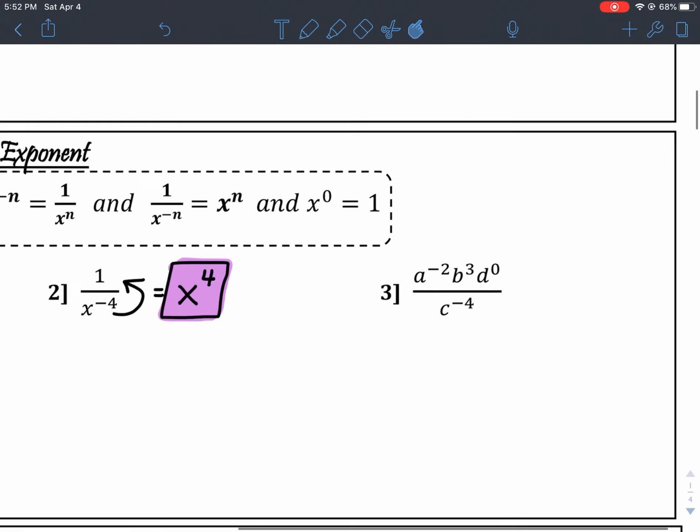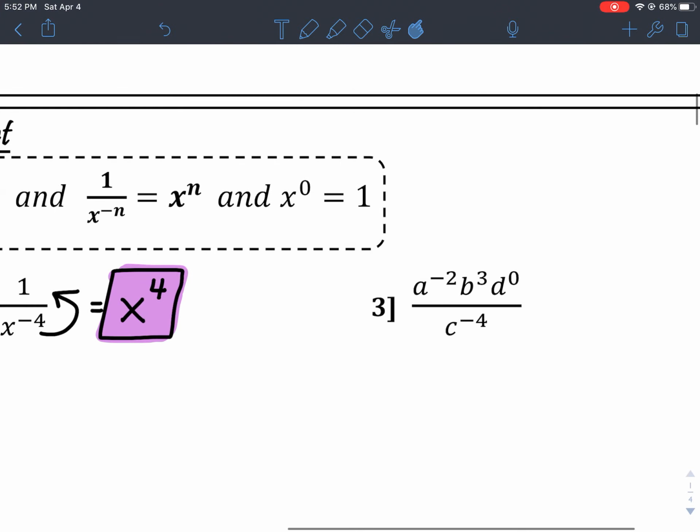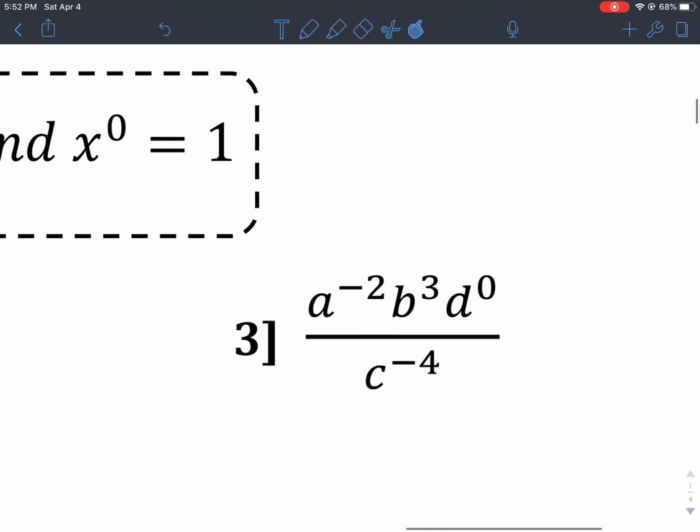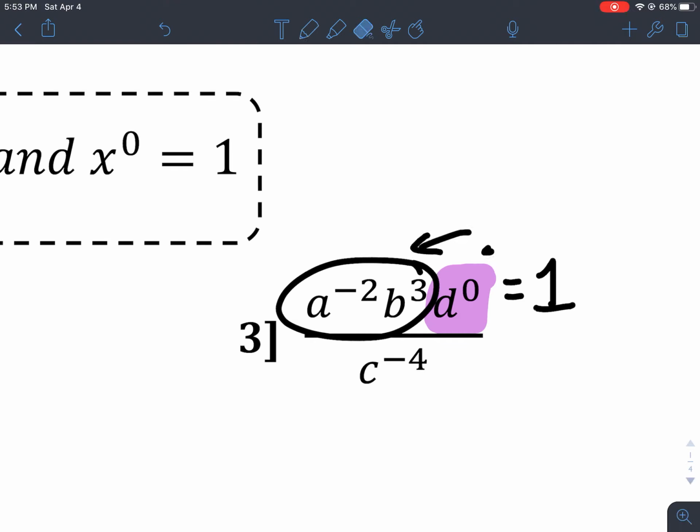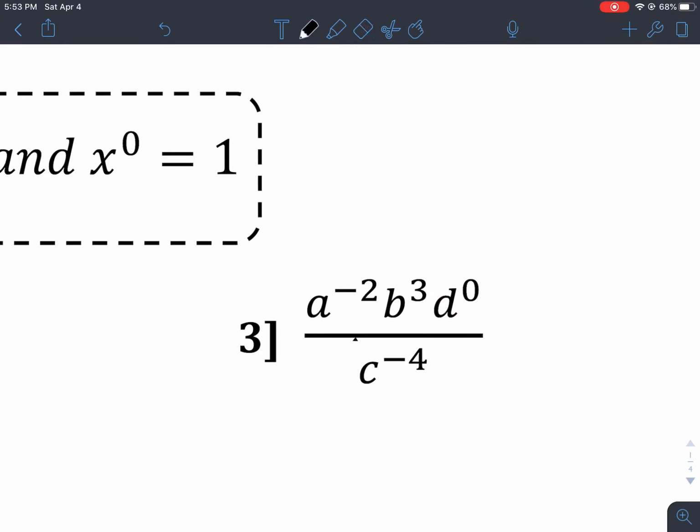And then my last one over here, I have a couple different things going on. The first thing that I want to look at is I have d to the 0 power. You may remember that anything to the 0 power equals 1. And if we multiply all of this times 1, that's just going to be this. So realistically, it's almost like this goes away because it equals 1. So just remember, anything to the 0 power equals 1. So now I'm going to look at the rest of the stuff we have there.